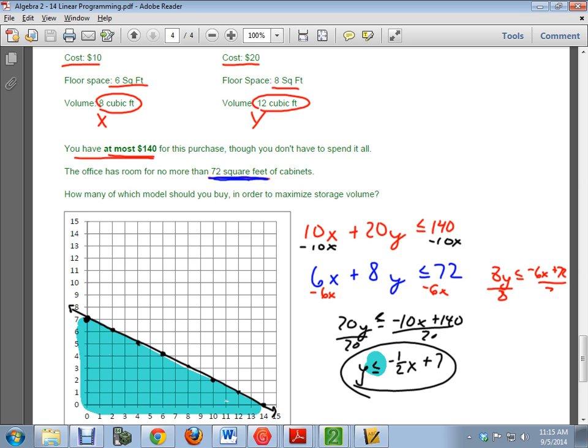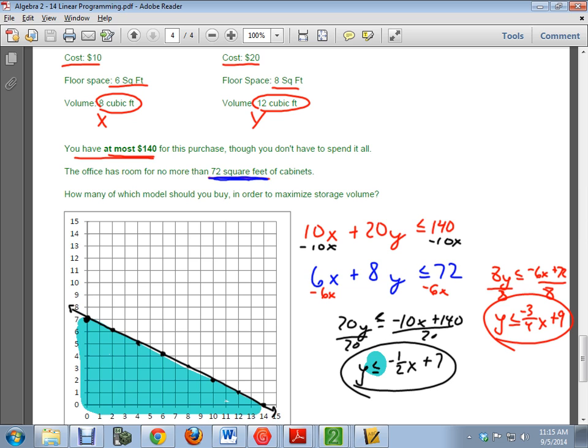Dividing everything by 8 will get me y is less than or equal to negative 6/8, which would reduce to negative 3/4 x, and 72 divided by 8 is positive 9. Now this is my second limiting equation, and what we want to do is graph that on the same grid that we have over here.